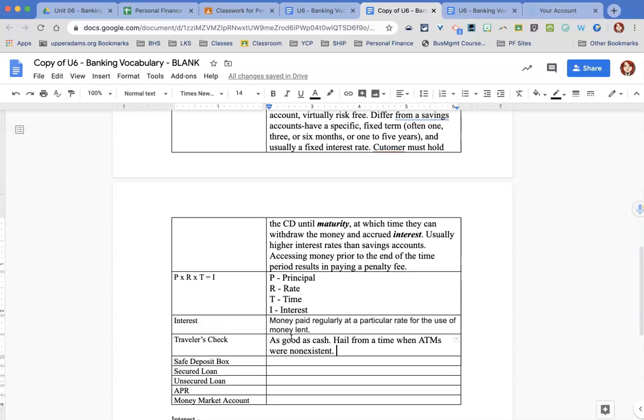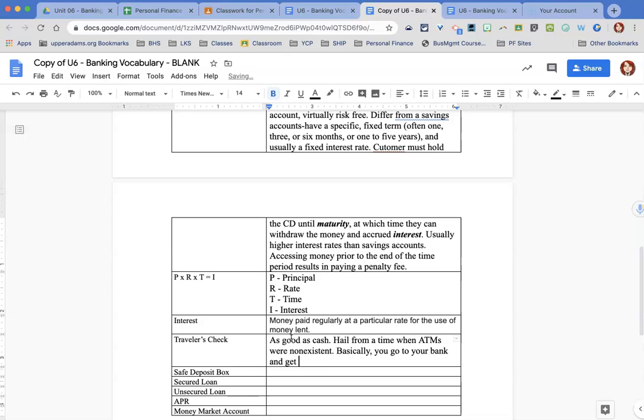And you would have to take out cash and walk around with a wad of cash if you were going on vacation, because your bank wasn't necessarily wherever you were going. So basically, you go to your bank and get checks issued for a predetermined monetary amount.